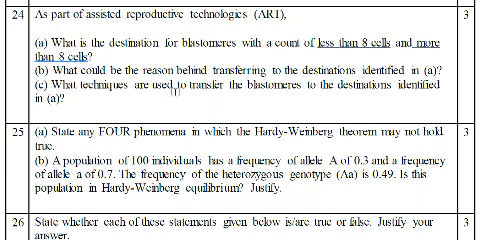What techniques are used to transfer the blastomeres to the destinations identified in A? The techniques are: less than 8 cells is called ZIFT, and more than 8 cells is IUT.